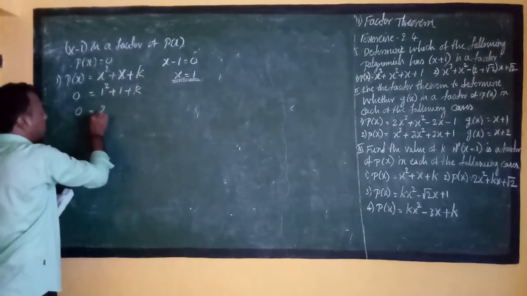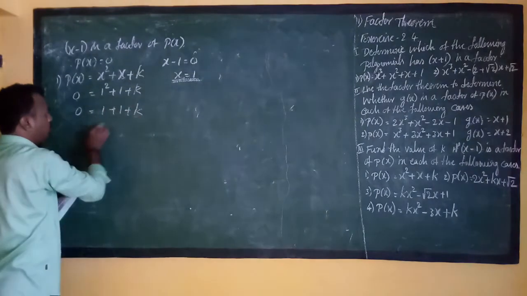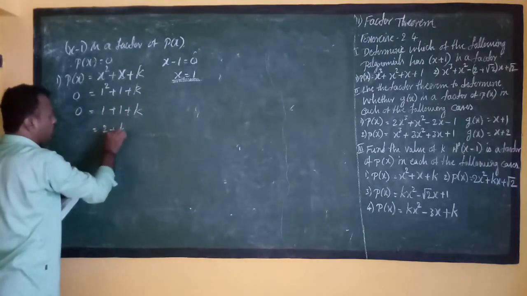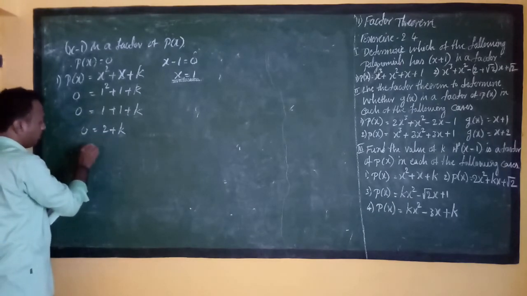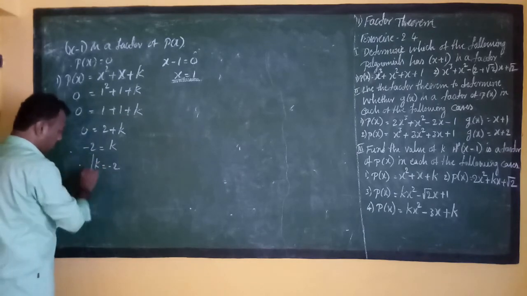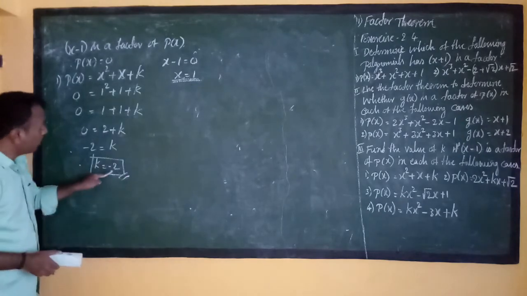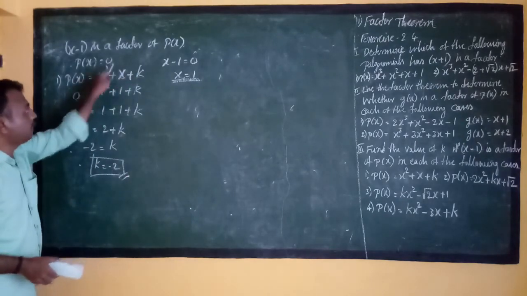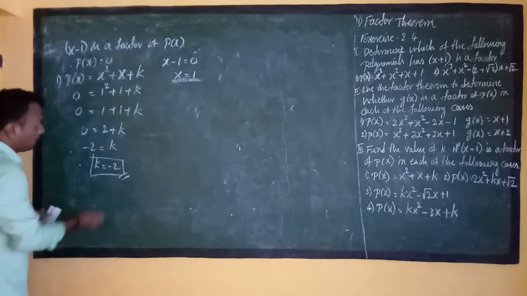0 is equal to 1 square, which is 1, plus 1 plus k. 1 plus 1 is 2, so 2 plus k is equal to 0. Therefore the plus 2 goes across as minus 2, so k is equal to minus 2. Okay students, this value you have to substitute, along with the x value, and the result should become 0. Let us check it.